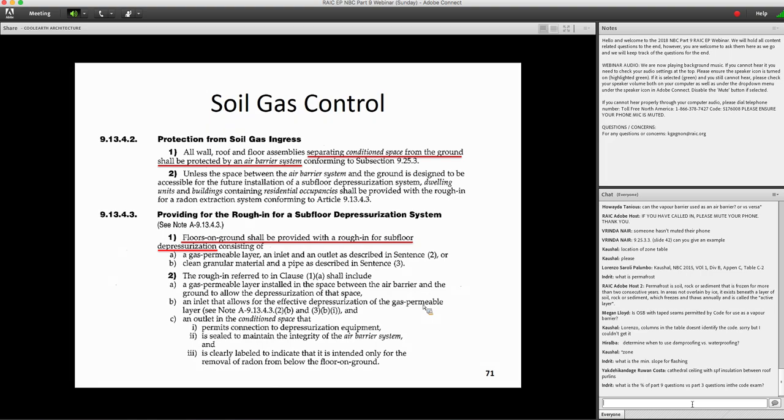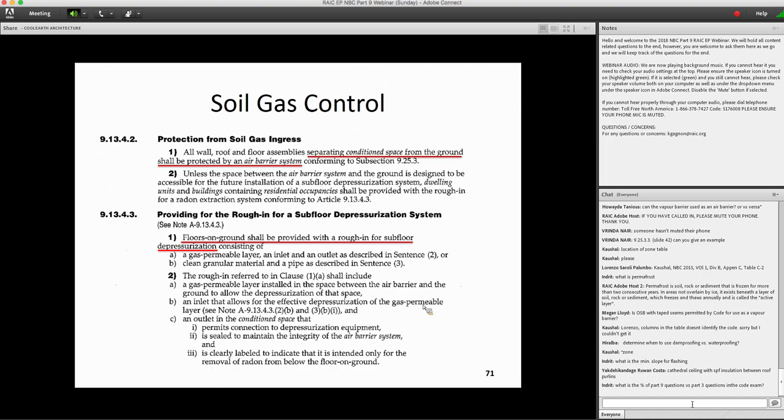And this is where the code is requiring you to have a depressurization system. So floors and ground shall be provided with a rough-in for subfloor depressurization consisting of a gas permeable layer, an inlet, and an outlet as described in the sentence, clean ground raw material. Basically, what it's telling you is that you have to provide the possibility of depressurizing the subfloor. So if you have some radon or gas in there, you can extract those gases to the outside.